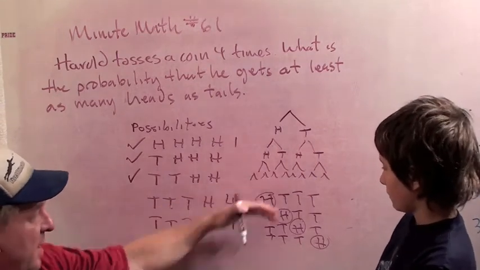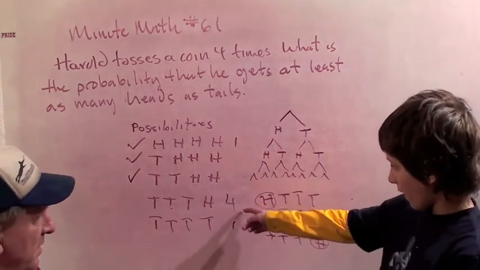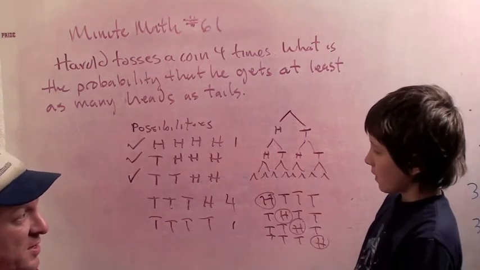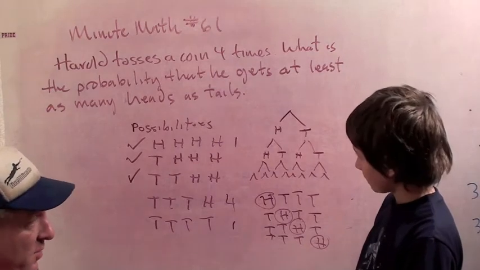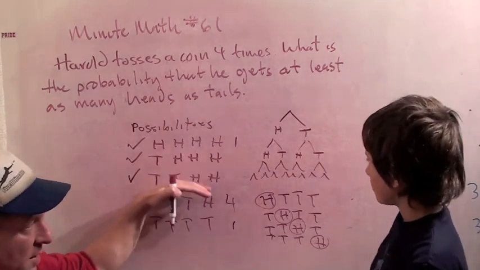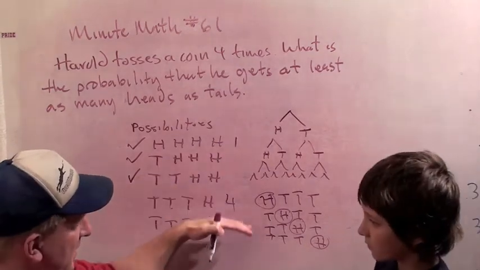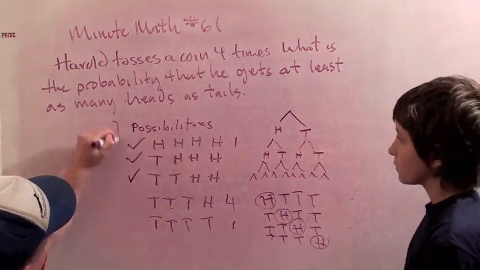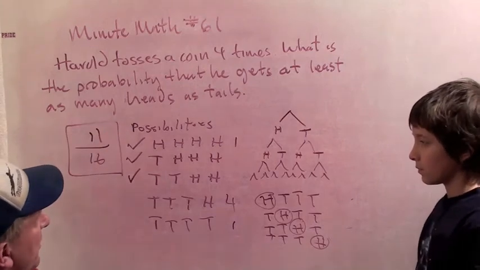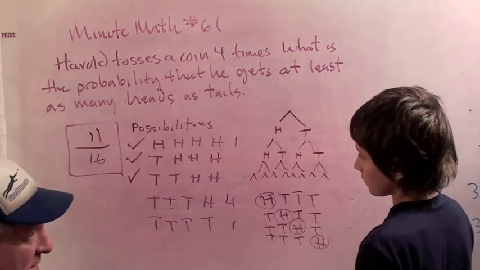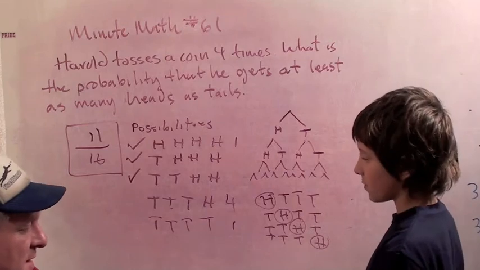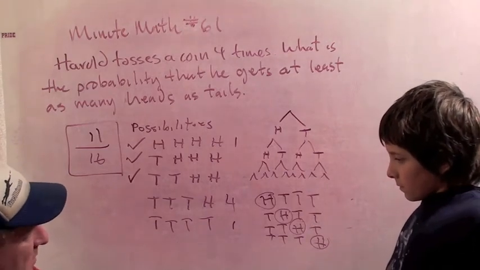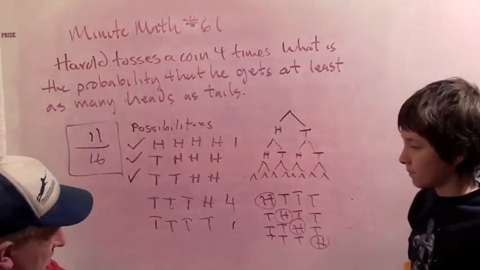So there's 16 total ways, and how many bad ways are there? There's 5 bad ways: 4 of this way and 1 of this way. So how many good ways must there be? There's 11. We don't know how many of the other outcomes there are, but since we know the total is 16 and the bad ones are 5, there are 11 out of 16 that are good. So what is the probability of getting at least as many heads as tails? 11/16. It's more than a half. You're absolutely right. All right, good job.